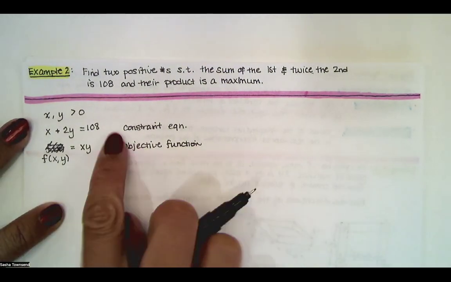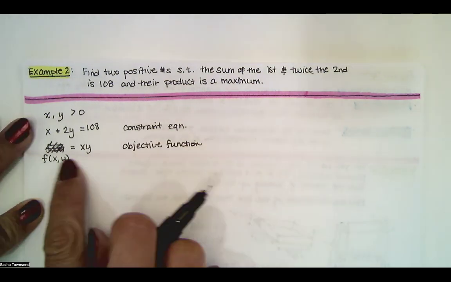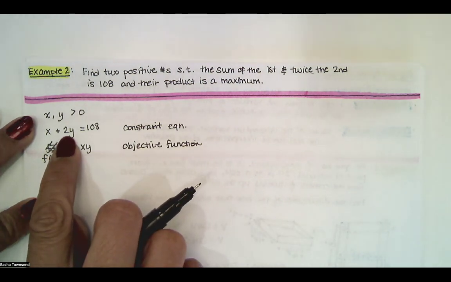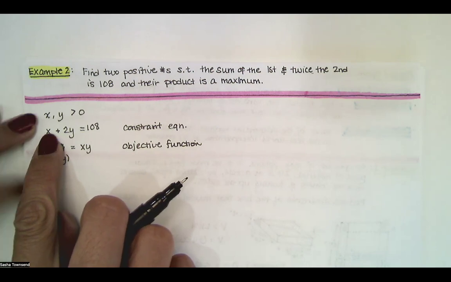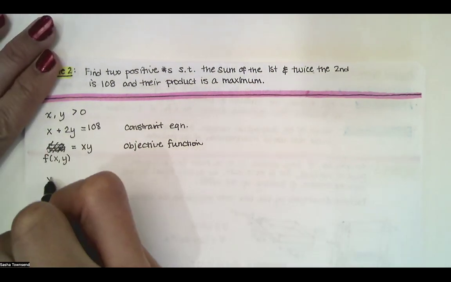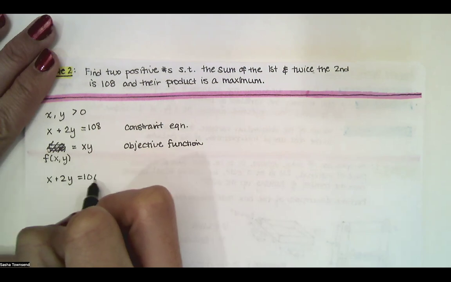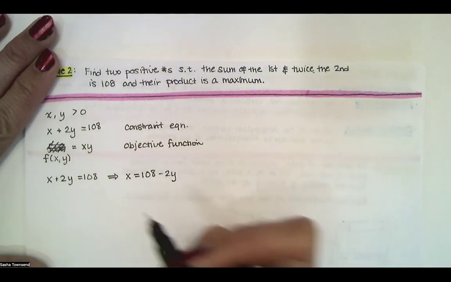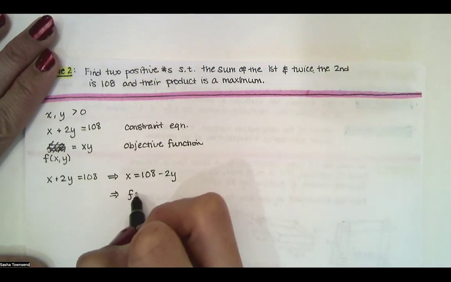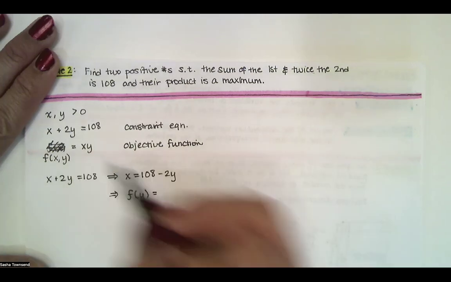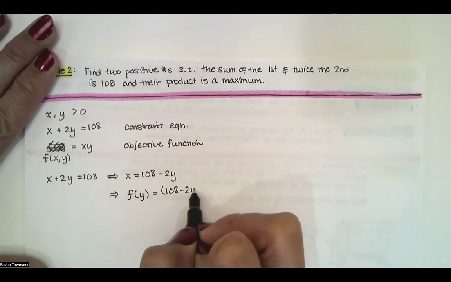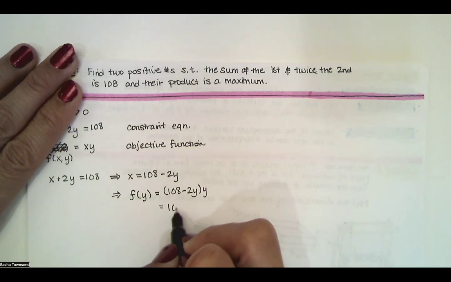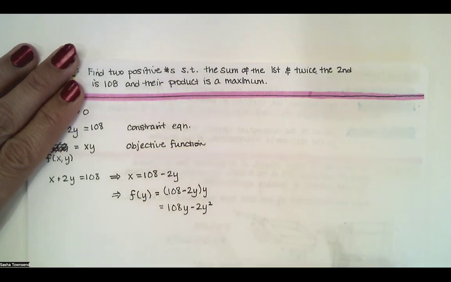So with that in mind, we've got our objective function, we've got our constraint equation. The first thing we need to do is get that objective function in terms of one variable only. So I think I'll just solve for x in terms of y. Since x plus 2y is equal to 108, x is equal to 108 minus 2y. So I can write my objective function as a function of y only by replacing x with 108 minus 2y. And then my y is just still y. So we've got 108y minus 2y squared as our function.